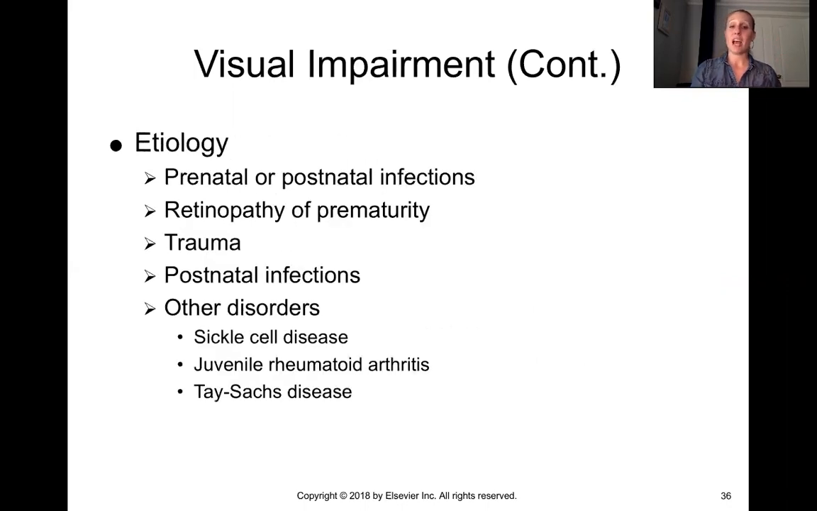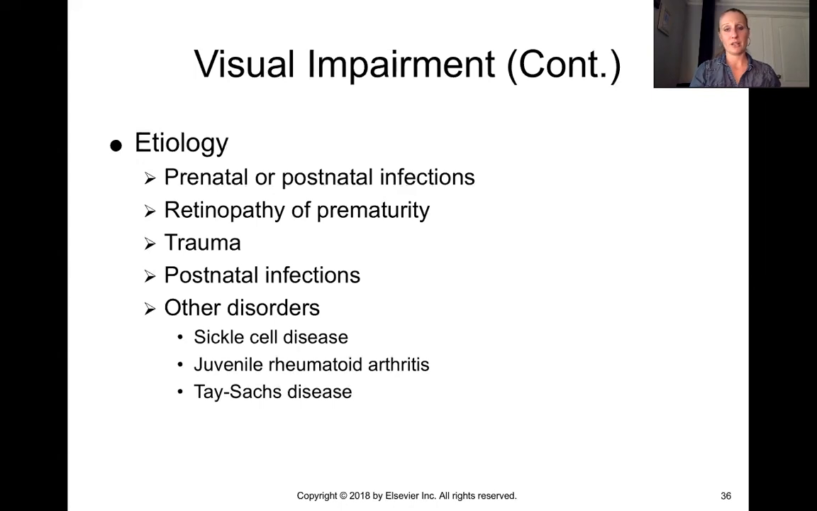So again, we're looking at those prenatal, those postnatal infections, the rubella, the syphilis, the reason why we put the erythromycin in the eyes, the chlamydia, the gonorrhea. All of those things can lead to visual impairments in these children. The retinopathy of prematurity, so the little babies who are born super premature are at risk of retinopathy, which can lead to blindness. Trauma, so stick in eye.